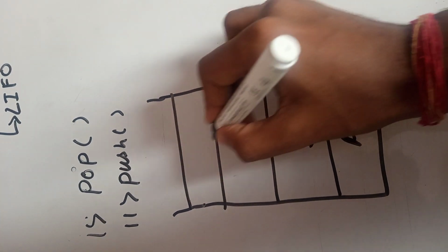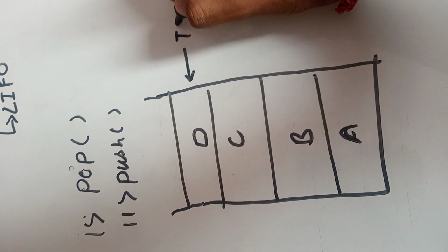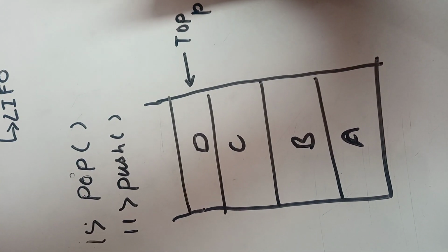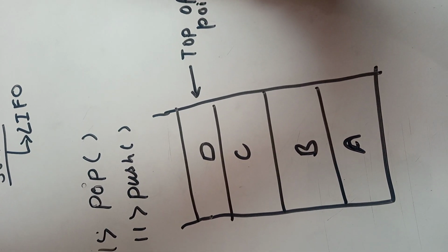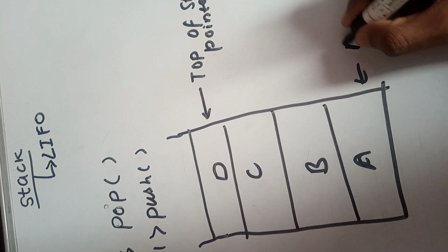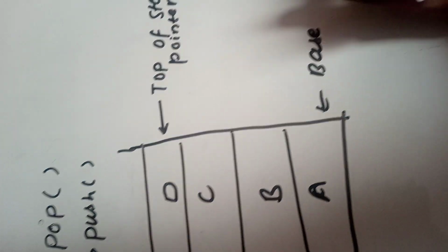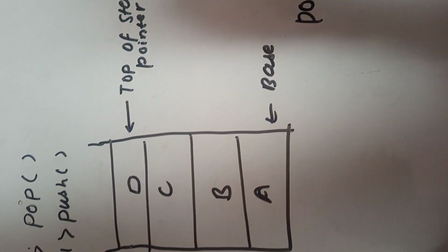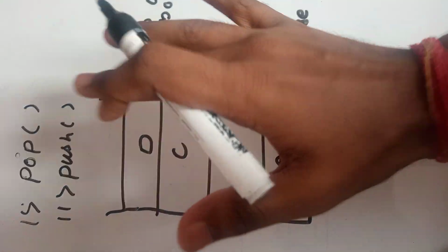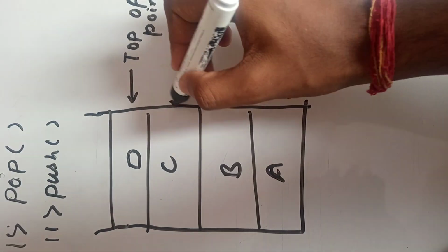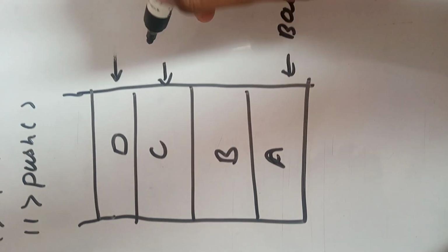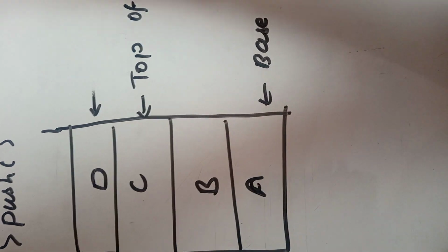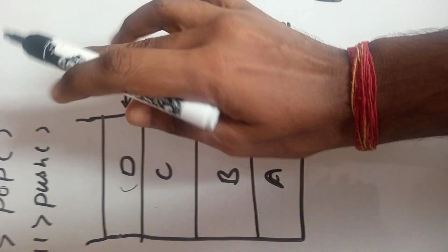So the top of the stack is here. The top of the stack pointer, or we can denote it as TOS in simple form. It is a base. So if the question is to pop, then we should remove this, or basically we can move the top of the stack pointer to here, so the top of the stack pointer will be here. Basically it means that D has been removed.